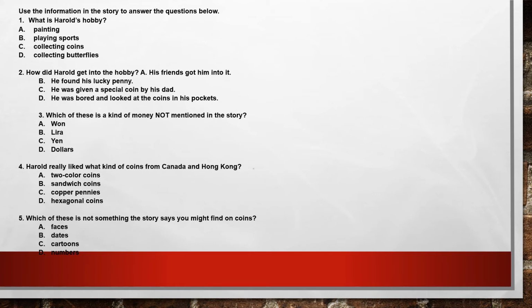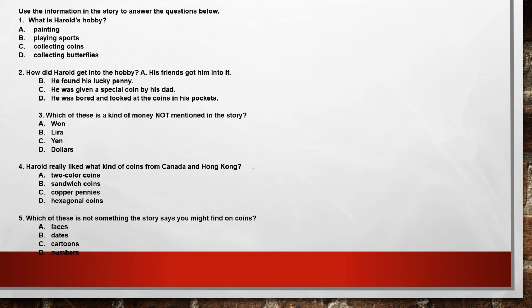Good job. Number 3. Which of these is a kind of money not mentioned in the story? A. Won, B. Lira, C. Yen, D. Dollars. It's letter B, Lira. Number 4. Harold really liked what kind of coins from Canada and Hong Kong? Is it letter A, 2-color coins, B, sandwich coins, C, copper pennies, D, hexagonal coins? What's the answer for number 4? It's letter A. It's 2-color coins.